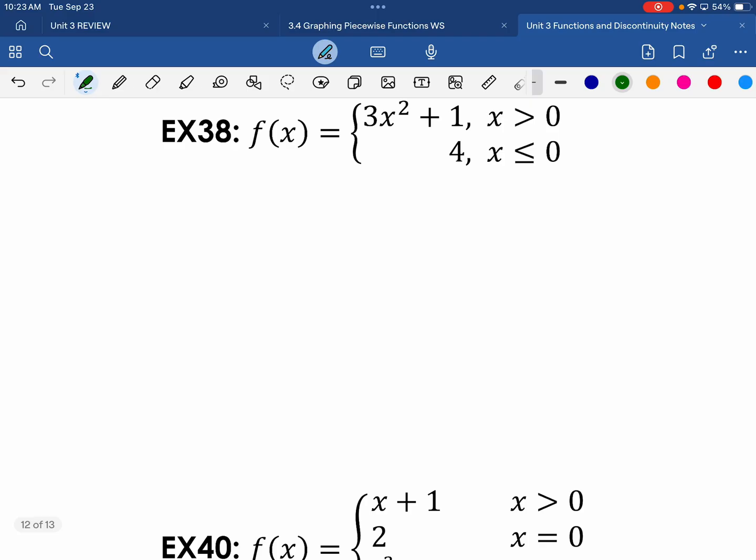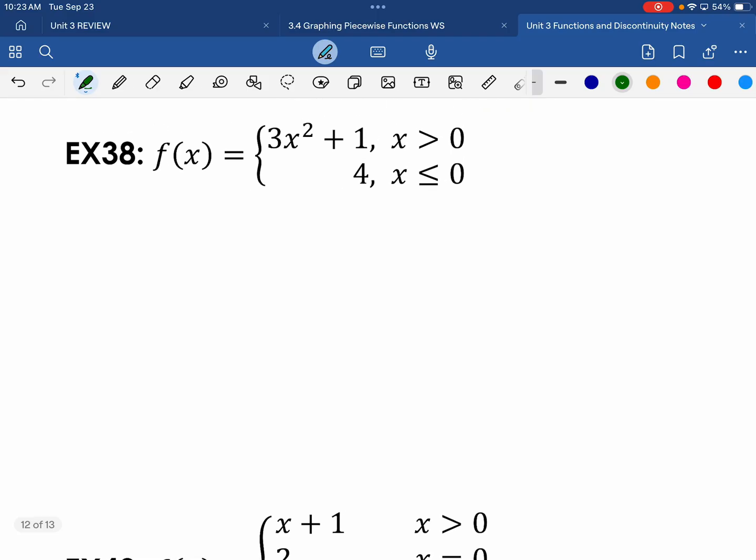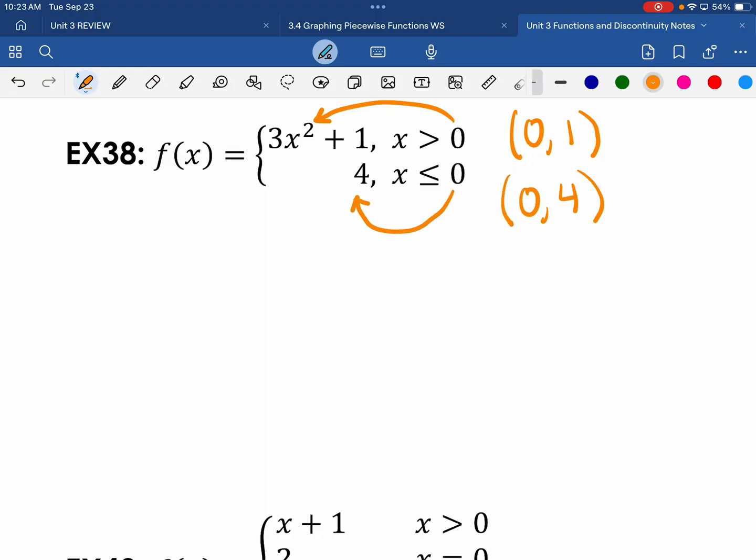All right, almost done. Go to 38. On 38, when I plug in 0, what's 0 squared? 0. Times 3, 0. Plus 1? 1. Perfect. And when I plug in 0 into the 4, 4. So are they matching up? No. So what do I have? A jump at x equals 0.